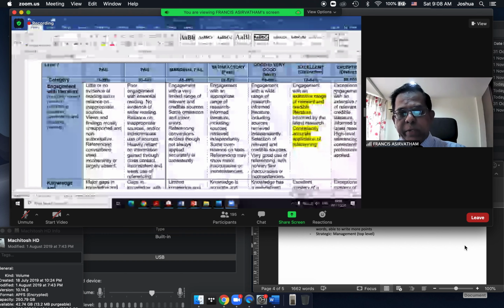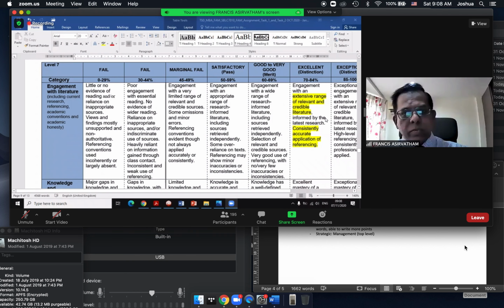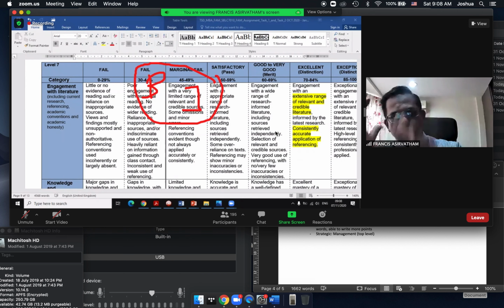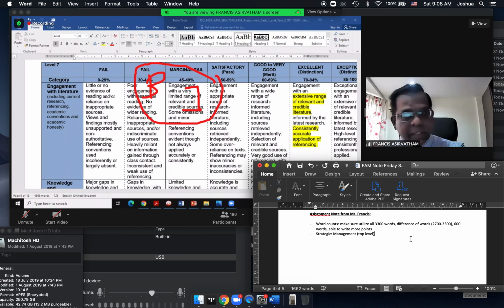Extensive range of credible literature. Again, the literature must be books and journals. The journals you can access through the student portal. If you're not very familiar, you can ask the student services, they will help you. Afterwards, I'll still show you how to access the journals. The journal must be a peer-reviewed academic journal, up-to-date within the last 5 years, and following Harvard referencing. Anyone not familiar with Harvard referencing, you can download the notes from the student portal. It clearly will tell you how to do the Harvard referencing.